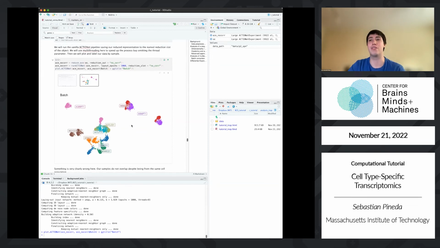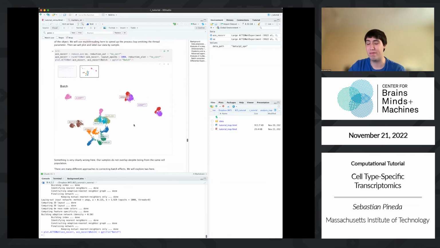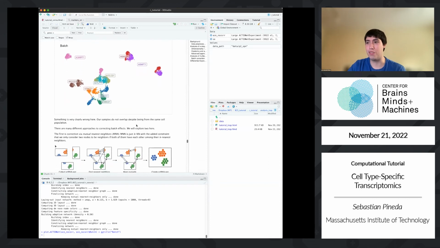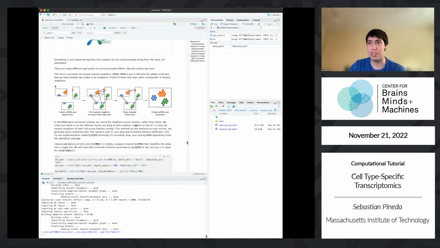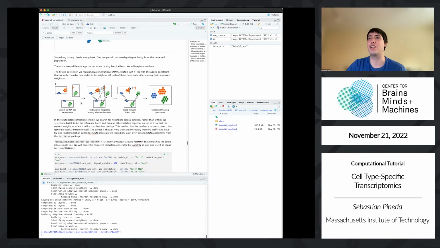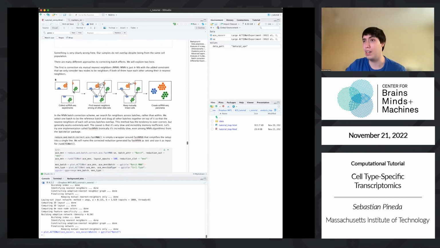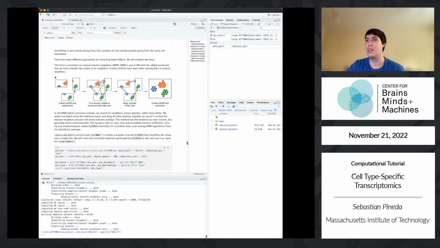But we can actually correct for this, and there are many different ways to do that. One approach, which is very brute force and also very popular, is panoramic stitching of the different data sets together. I took this figure from a method called Scanorama. There's another paper called Batchelor. These basically implement an algorithm called MNN, mutual nearest neighbors, which is the same algorithm that our package uses to generate the cell-to-cell similarity matrix.